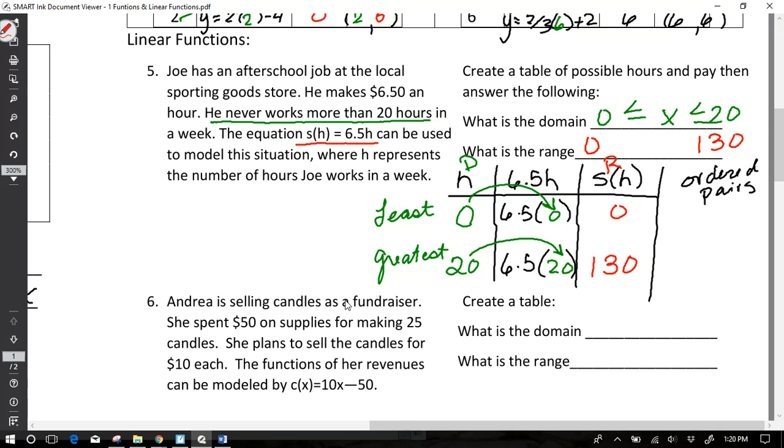Now, because we're talking about the range as the Y values, we're going to put the letter Y here. And it'll still be greater than or equal to 0, less than or equal to 130. And that is how we write it. So this was my Y values. This was my X values. So my domain and my range, and that's how I answered the question.